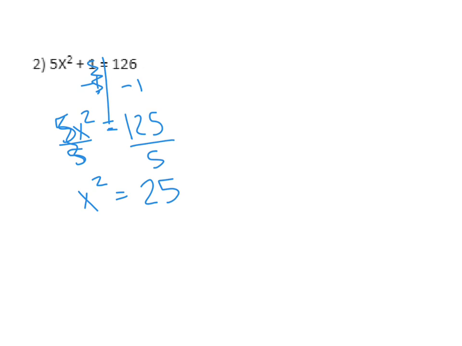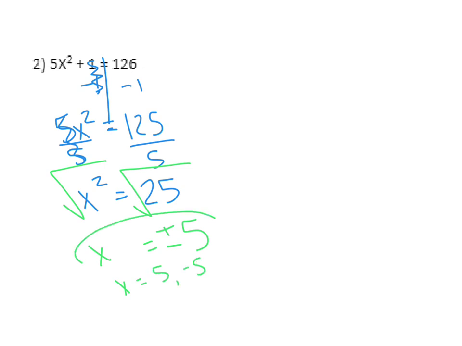Then we're going to take the square root of each side because now the x squared is by itself. So the square root of x squared and the square root of 25. The square root of x squared is x. Square root of 25, that's a perfect square, which is 5. And we have to put this plus or minus because that shows that you have two answers. One answer is a positive 5, one answer is a negative 5.